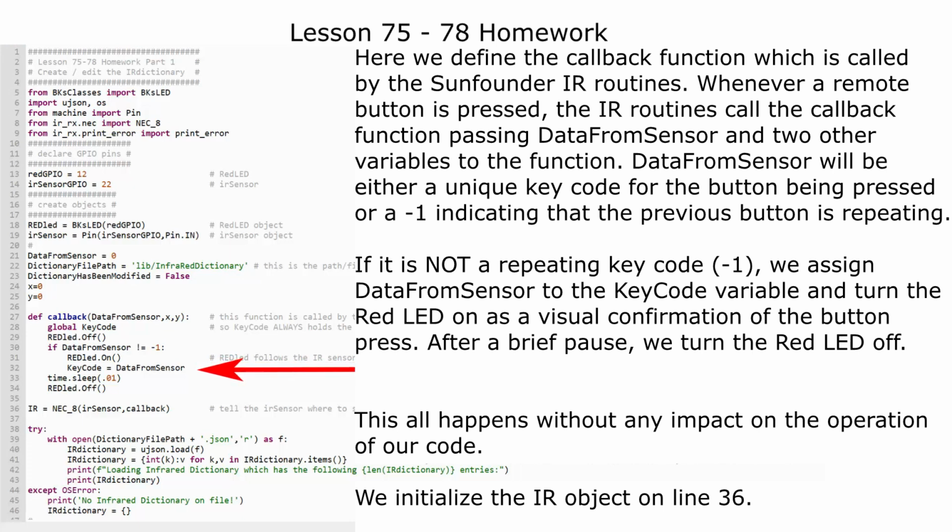If it's not a repeating key code, we assign data from sensor to the key code variable and turn the red LED on as a visual confirmation of the button press. After a brief pause, we turn the red LED off. This all happens without any impact on the operation of our code. We initialize the IR object on line 36.